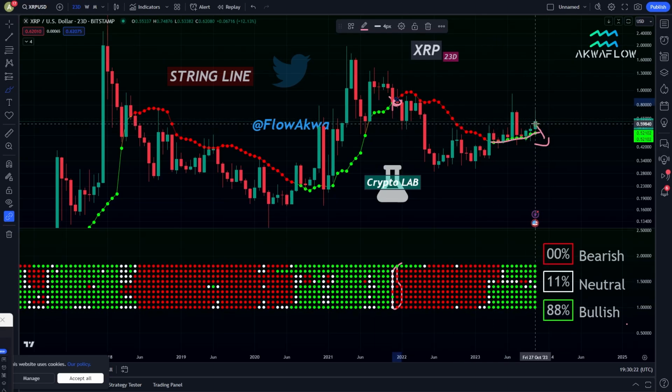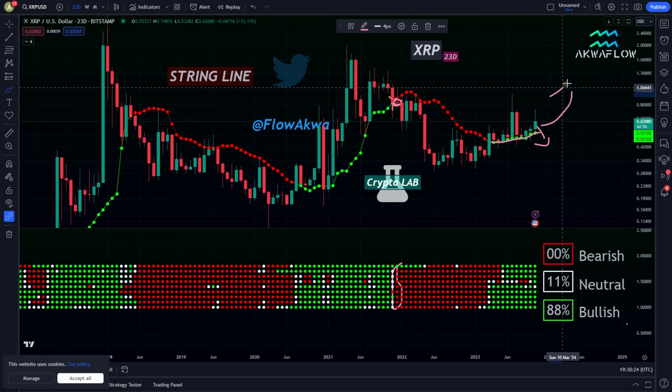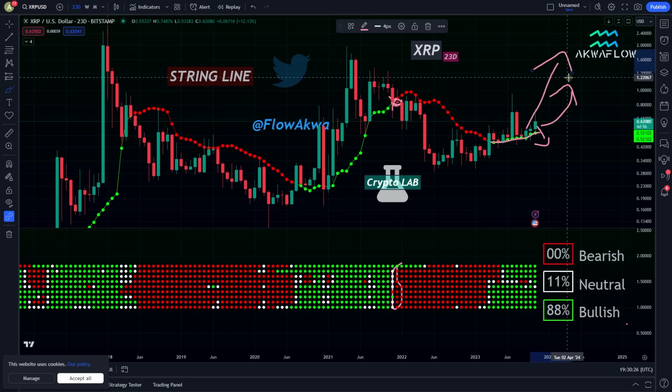I know that you would like to see XRP go up just like this, straight to the moon, right? But just be patient, our time will come. I hope it's clear. Now we can talk about the XRP next top.